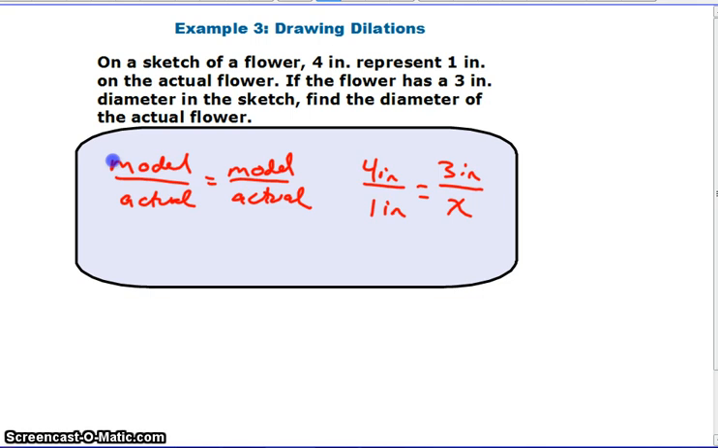So we can cross multiply, right? We can cancel our inches here. Bring the x up, and we end up with 4x equals 3 inches. And so when we divide by 4, we get x equals 3/4 of an inch. Okay, so the diameter of the actual flower would be 3/4 of an inch.